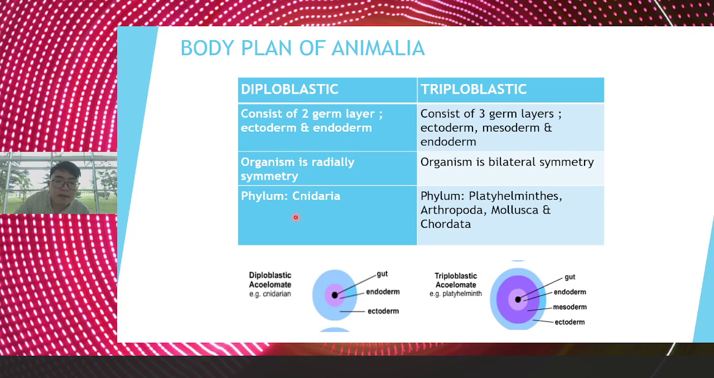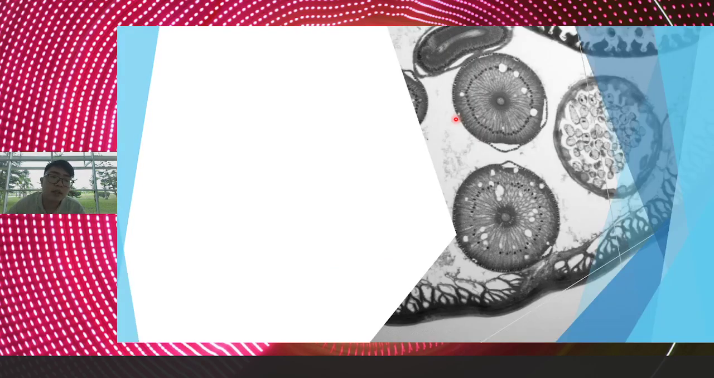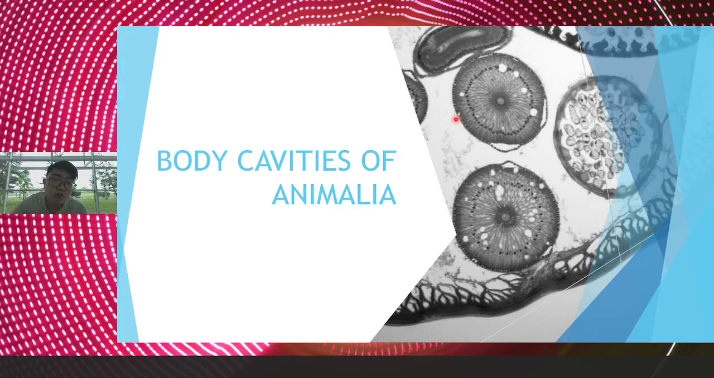So for the diploblastic, the phylum is Cnidaria. The others are all triploblastic. So you have to know the structure and some differences between diploblastic and triploblastic. Okay. Next, I will proceed to body cavities of Animalia.